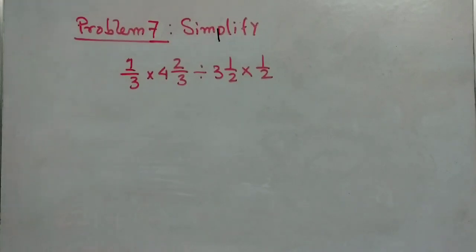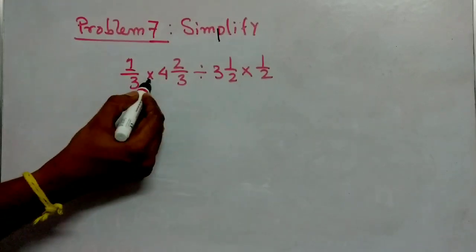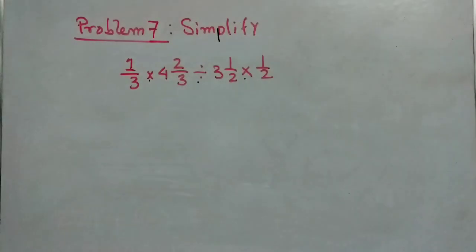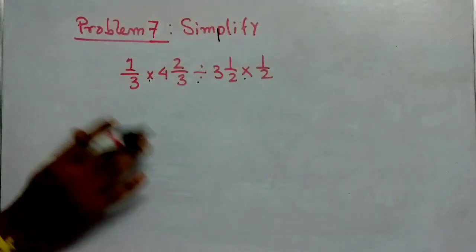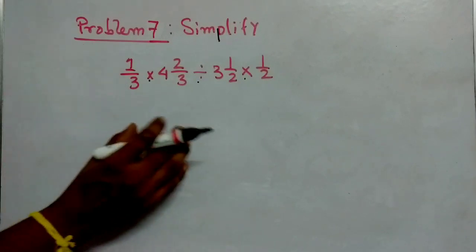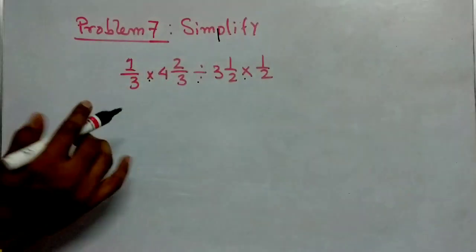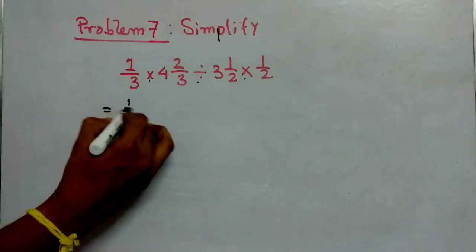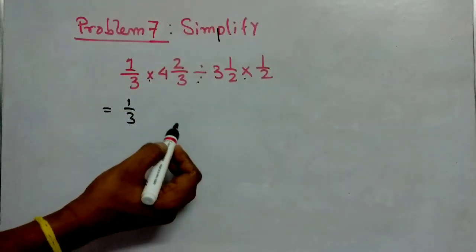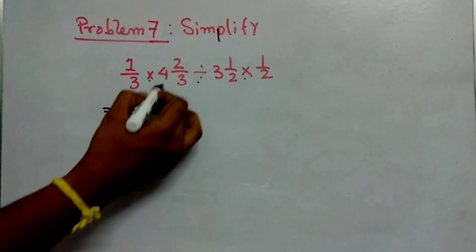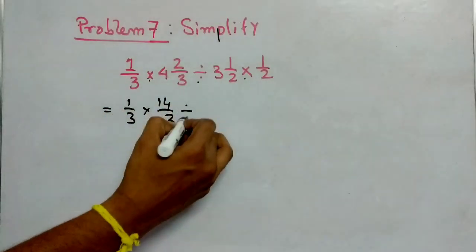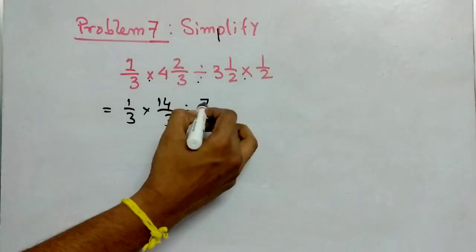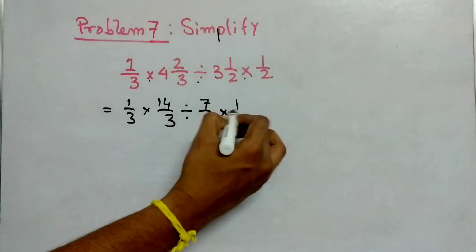So here in this problem, we have multiplication, division, multiplication. We know by the BODMAS rule, division comes first, then multiplication. So we will go for the division first, then we will think about the others. So this is 1 by 3. Let us convert it into an improper fraction first, then we will proceed. So this is 14 by 3 divided by 7 by 2, and it is 1 by 2.